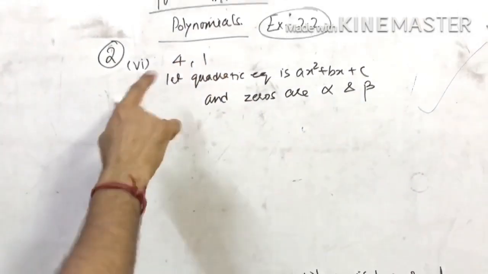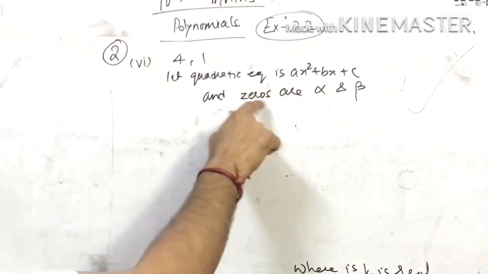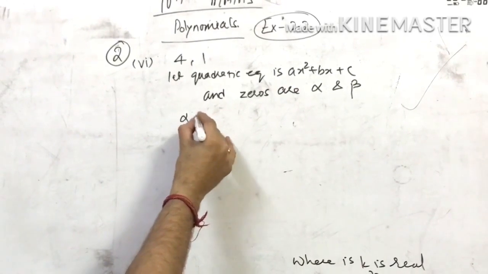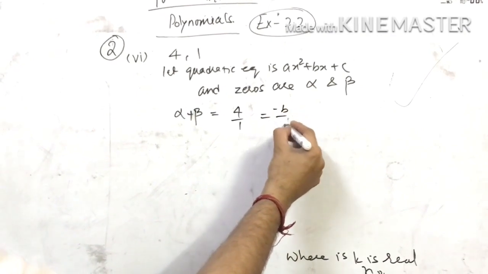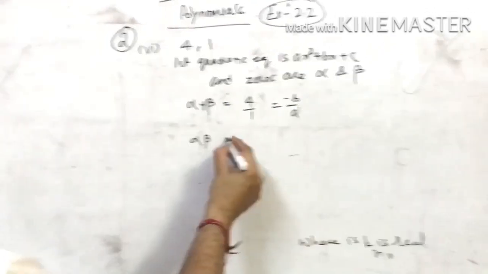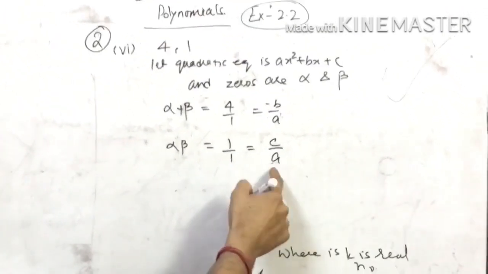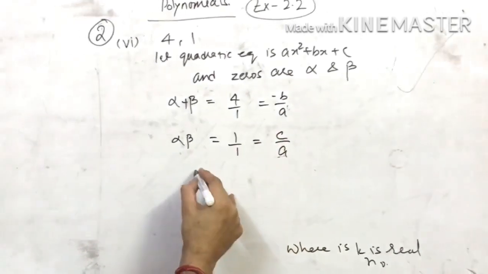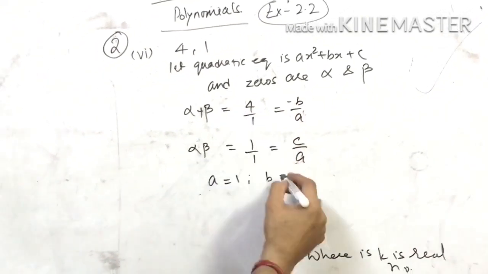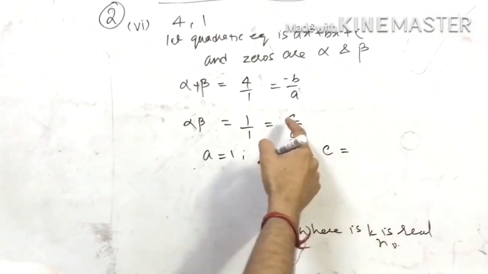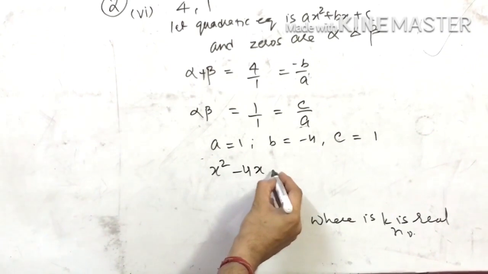4 and 1. So the sum of zeros is 4 and the product of zeros is 1. So let the quadratic equation be this one, and the zeros are alpha and beta. So the sum of roots will be 4, or 4 by 1, that is equal to minus b over a. The product of roots, that is 1, you can write down 1 by 1, that is equal to c by a. You can see a is 1, a is 1, so the rest of the numbers are also found by comparing. So a is 1, b, here minus b is 4, so b will be minus 4, and c will be 1. So one of the equations is x square minus 4x plus 1.